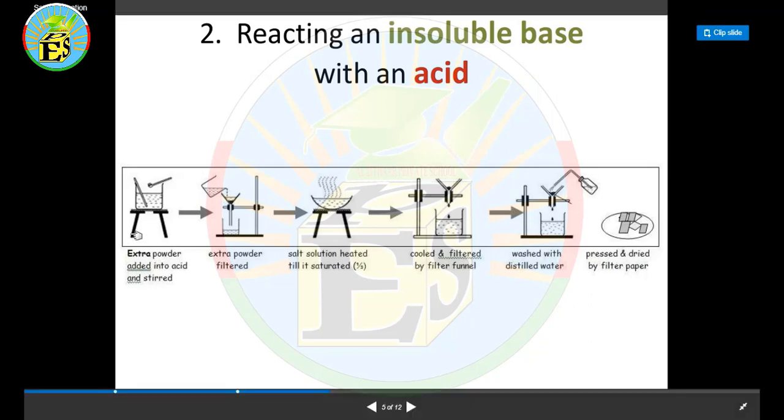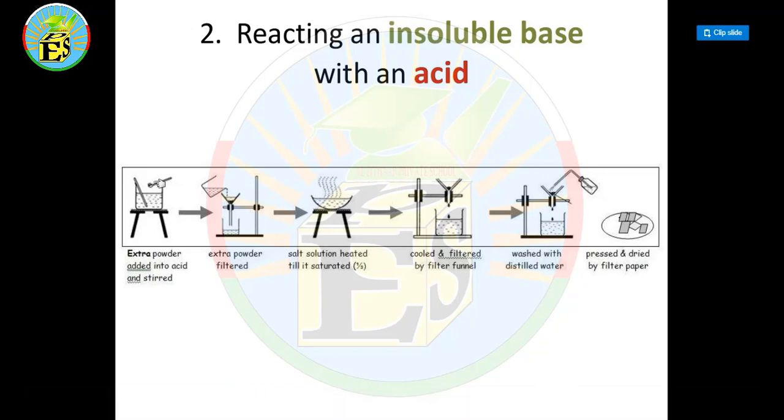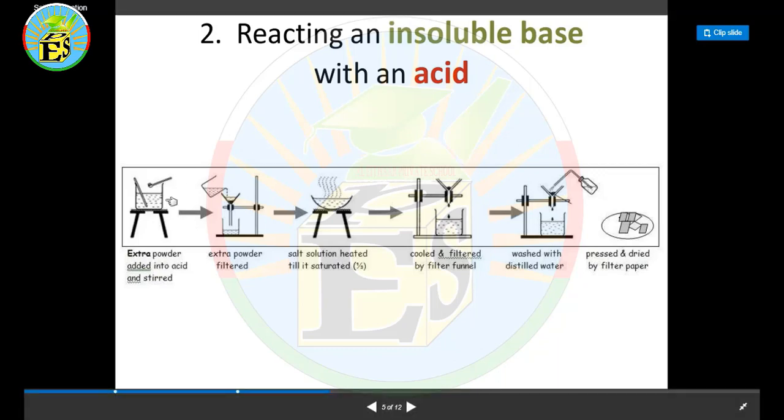Here we are taking insoluble base with an acid. You can see this is the acid, and we take here the powder base, mix it, and we will filter it, and then we will heat it.